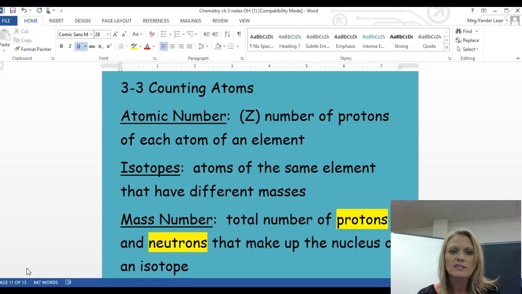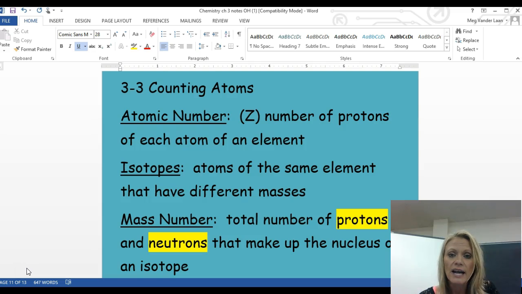This section is talking about counting atoms, and we started this a little bit. We introduced the atomic number to you and the mass number on the periodic table. The atomic number is symbolized with a Z, and it is the number of protons of each atom of an element. So the atomic number is the number of protons. The number of protons changes with the element. So if you change the number of protons, you change what element you're looking at.